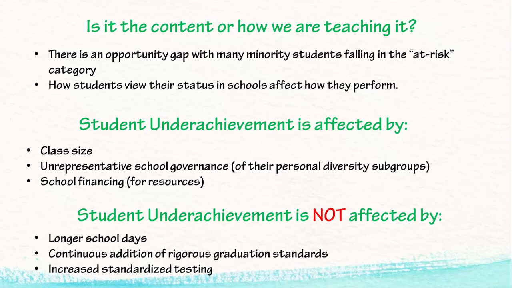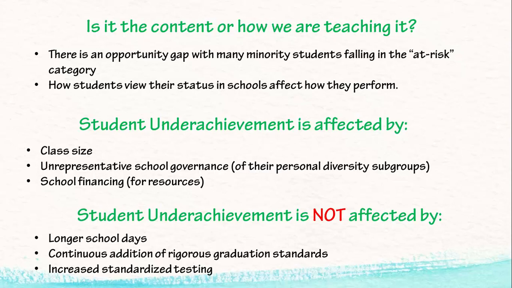So what we have found, and again in the past, is that there is an opportunity gap and an achievement gap between minority students and those that are falling into the mainstream. And so a lot of the minority students are considered at risk for learning. Also, we have found that how students view their status in schools affects how they perform. So if a student is of a certain minority group that is considered at risk, and if they feel like or believe that they are at risk, they're more likely to fail because they already perceive themselves as not being successful.